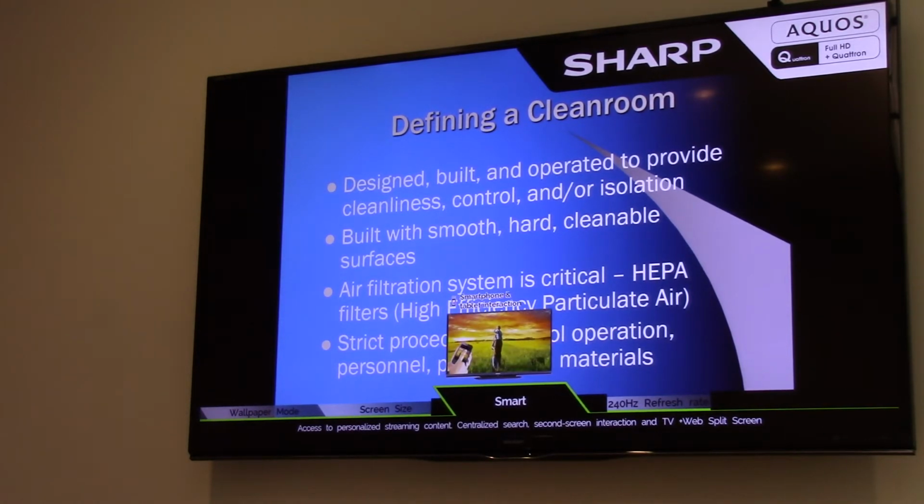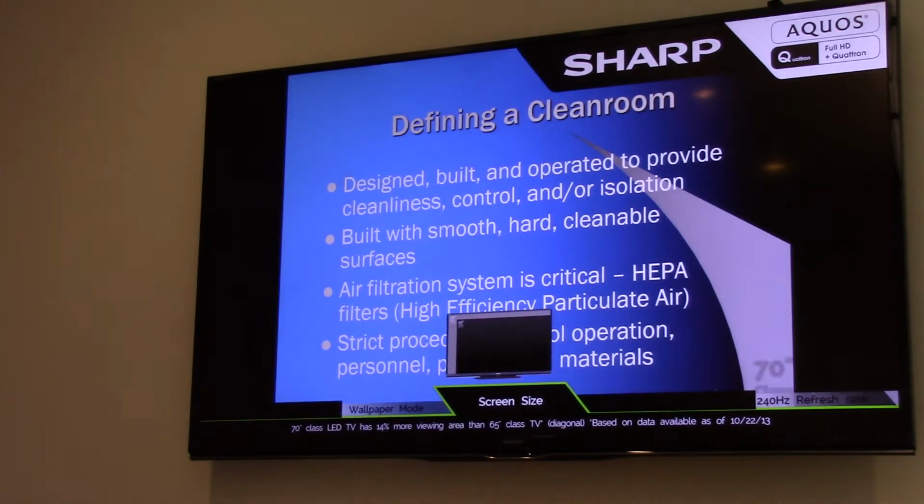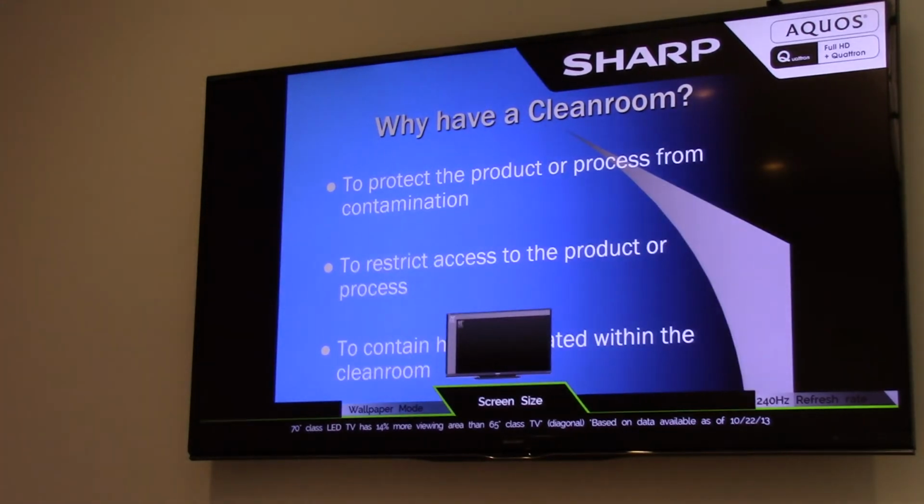Itself, I think. So you'll see that when you look through the window of the clean room, of the surfaces in the space, you'll see an epoxy floor, you'll see polypropylene furniture, you'll see smooth surfaces on walls, ceilings, and what have you. So the next item, air filtration systems, is critical. So we have HEPA filters. And then we have strict procedures for control and operation, personnel, and process and materials entering the clean room.